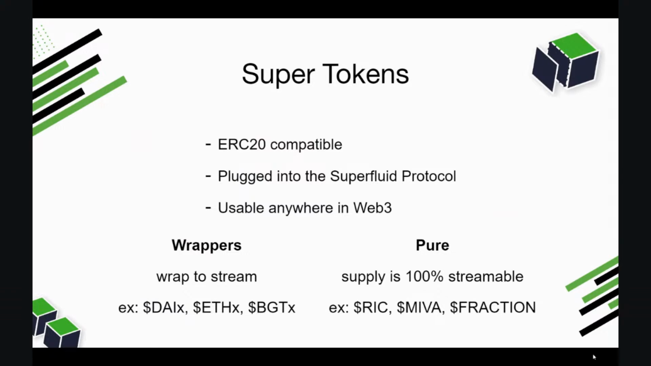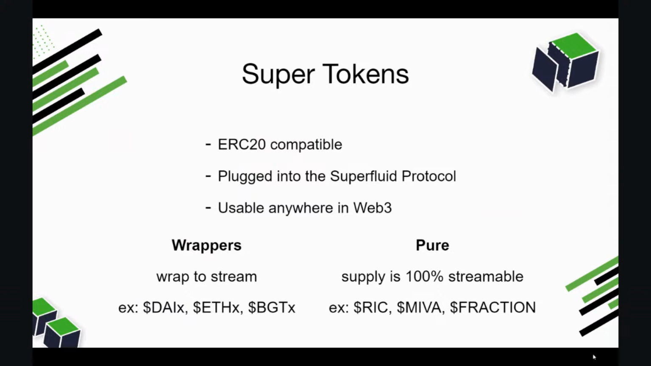Super tokens come in two varieties. We have wrapper super tokens, such as DAIx or ETHx. These are wrappers around existing ERC20 tokens that allow you to wrap an existing ERC20 token into a super token version of itself and stream that. And if you'd like the underlying token again, you can unwrap, right? So the key thing to note here is you can't stream plain DAI.